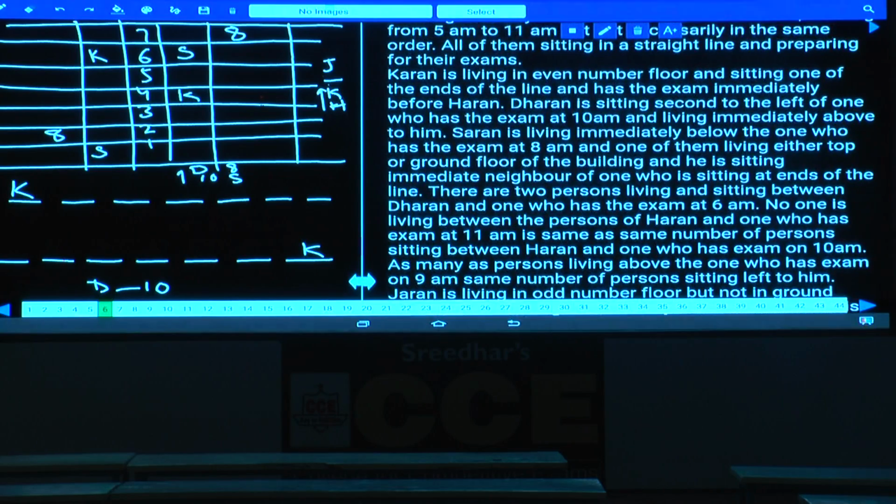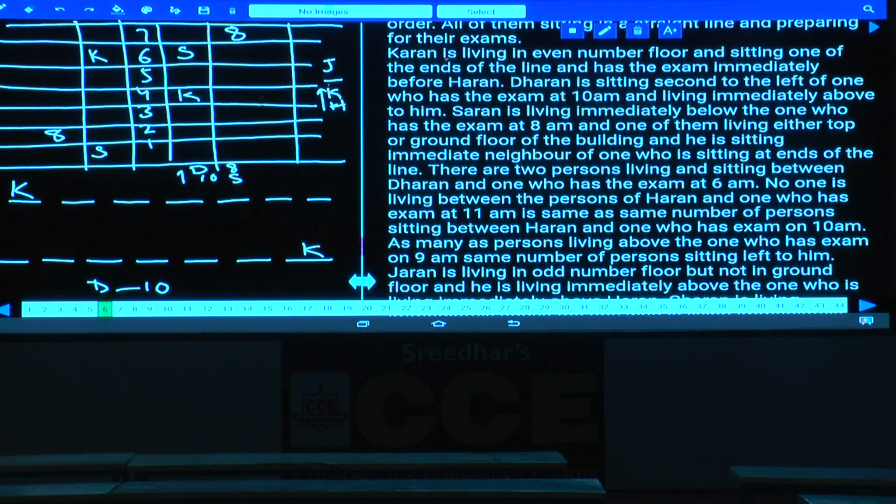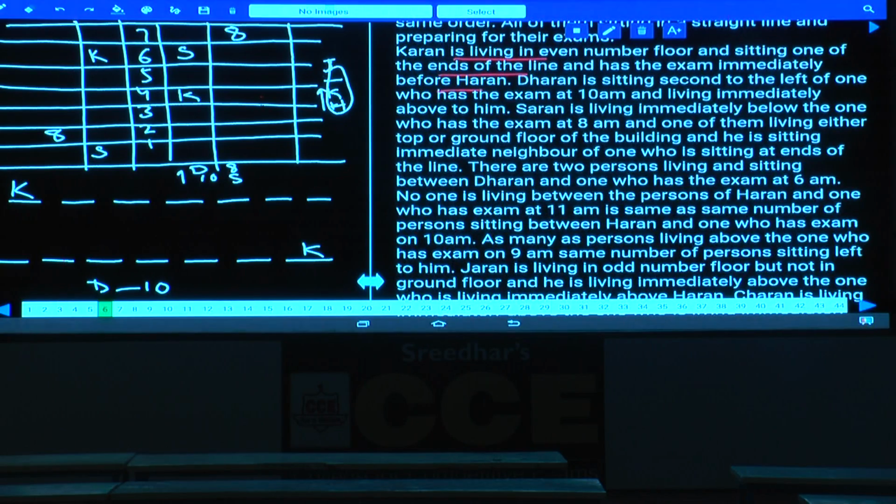Now we have the crucial information here. Karan is living on an odd number floor, even number floor and is seated at one of the ends of the line and has the exam immediately before Haran. Karan is having examination immediately before Haran. Now here we are talking about what? The examination time, isn't it? Karan is immediately before the examination time. The next one: Karan is immediately sitting at one of the ends of the line.